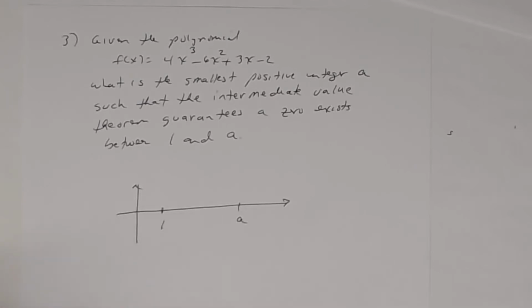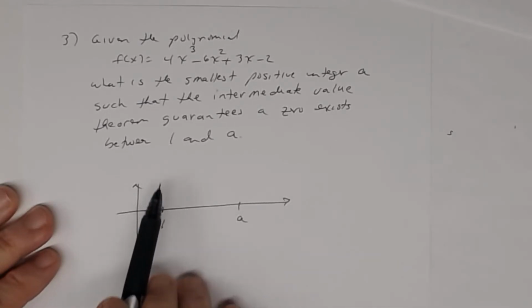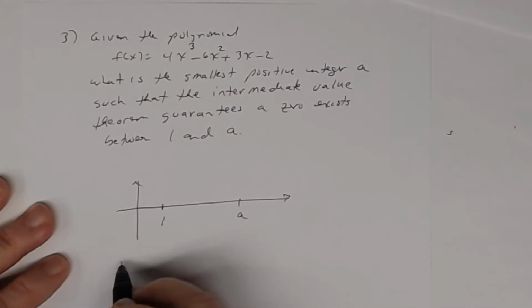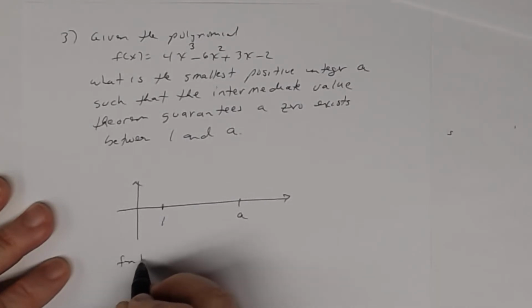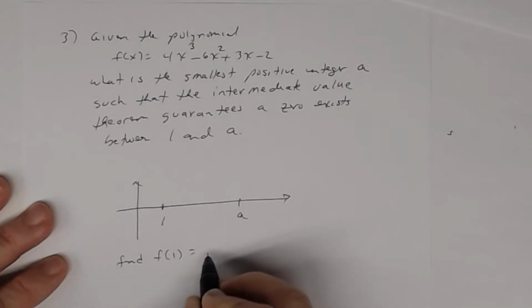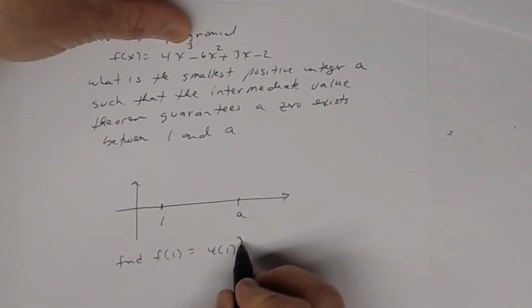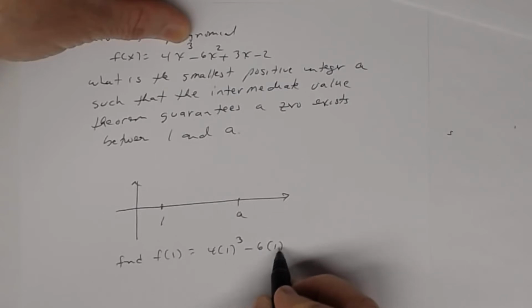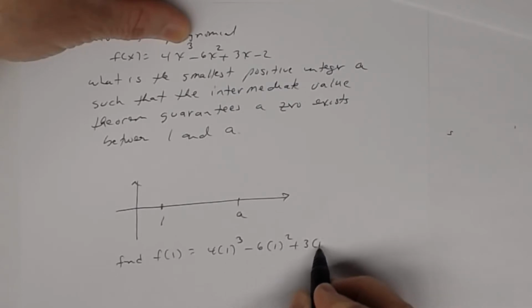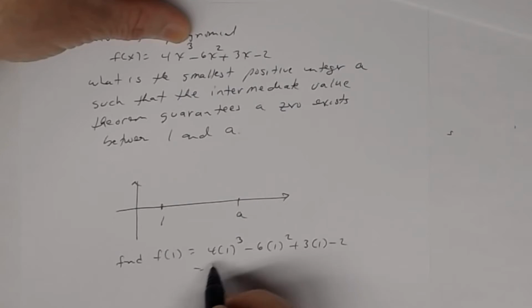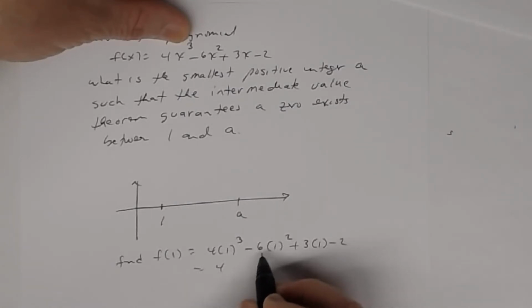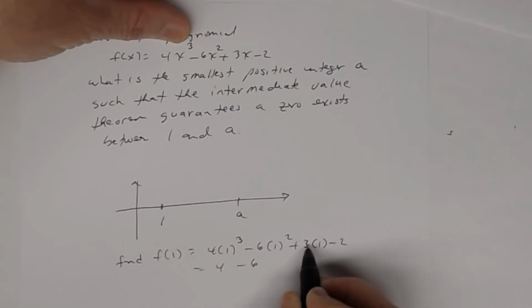So here's the approach you would take. You would start out with 1, and find out what f of 1 is. So let's find f of 1. So when I substitute 1 for x, I get 4 times 1 cubed minus 6 times 1 squared plus 3 times 1 minus 2. So 1 cubed is 1, 1 times 4 is 4, 1 squared is 1, 1 times negative 6 is negative 6, 3 times 1 is 3, and then minus 2.